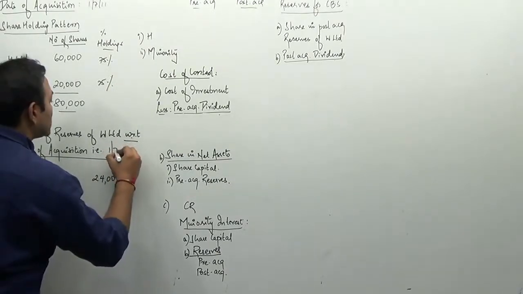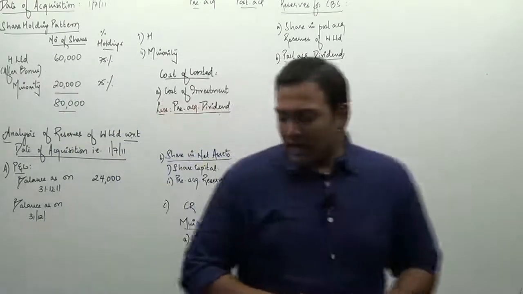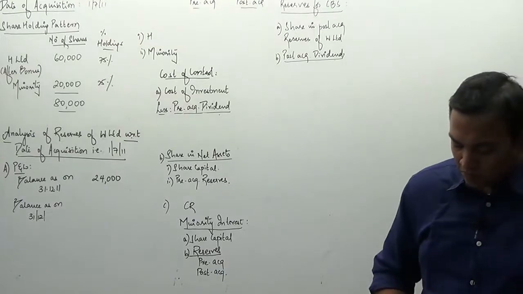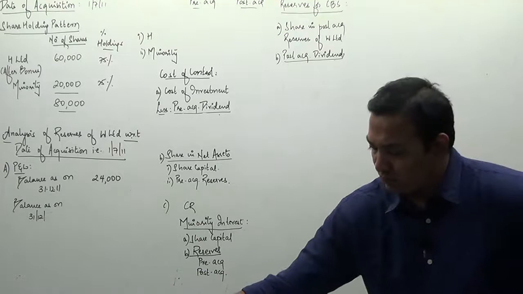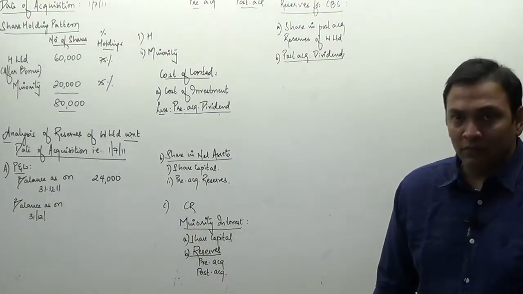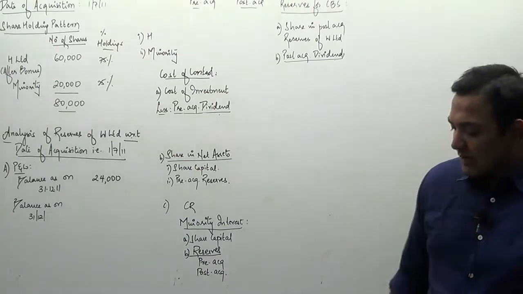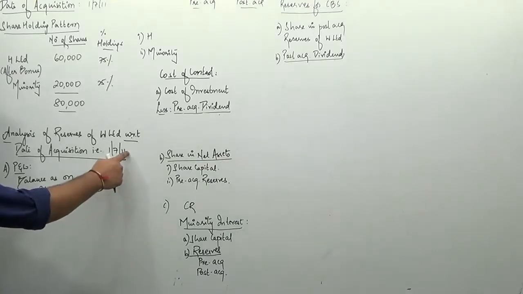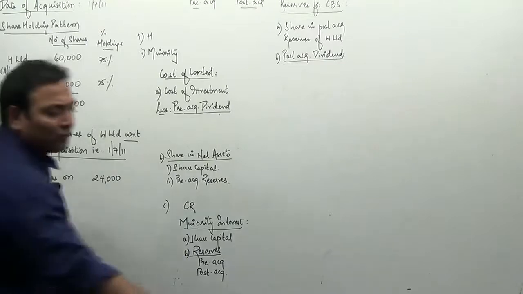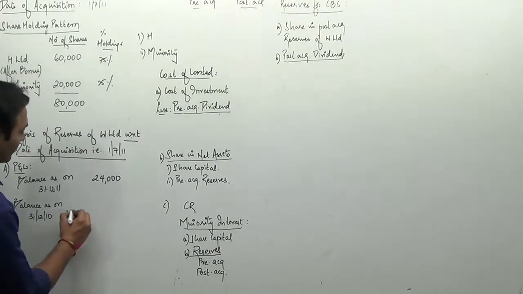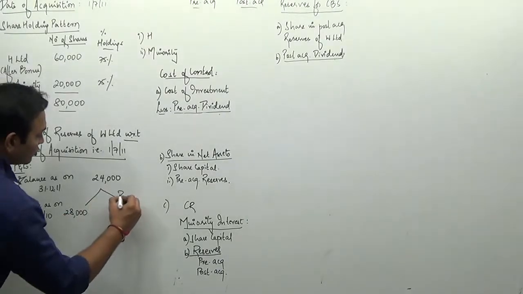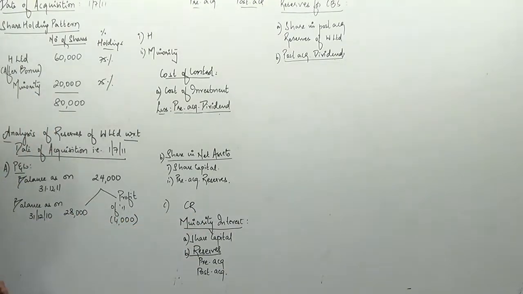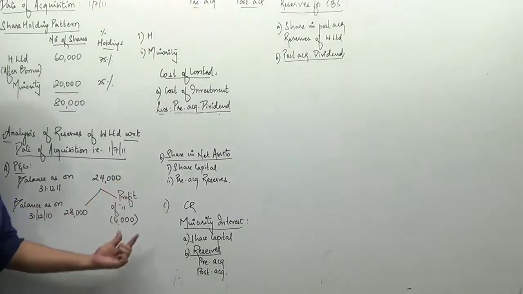I am analyzing with respect to 1-7-2011. My analysis of reserves is with respect to 1-7-2011. Check what is the reserve? 24,000 on 31-12. What is the earliest date that I can take? I'm analyzing with respect to 1-7-2011, so I'll take it on end of 2010. What was the balance? 28. So my profit of 11 is negative 4. Already given to you. I'm not writing anything new. Or you can directly take it like this. If this is 28, closing is 24, so obviously this is negative 4.